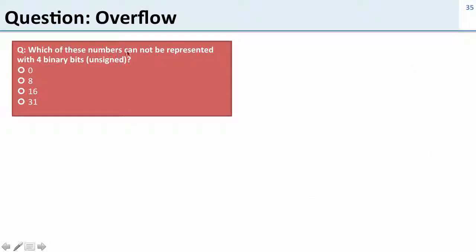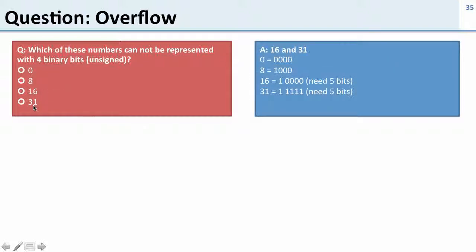So here's a question. Which of the following numbers cannot be represented with 4 binary bits? Well, the answer here is 16 and 31. So 0 is just 0 in 4 binary bits. 8 is 1, 0, 0, 0 in 4 binary bits. But 16 is 1, 0, 0, 0, 0. We need 5 bits for that. And 31 is 1, 1, 1, 1, 1. So we also need 5 bits for that.